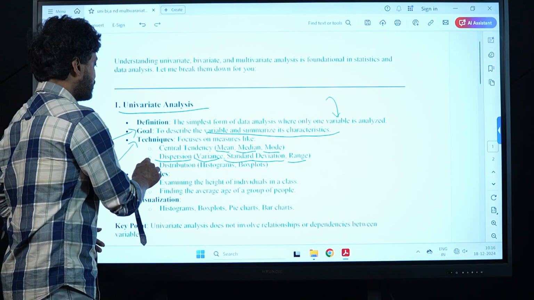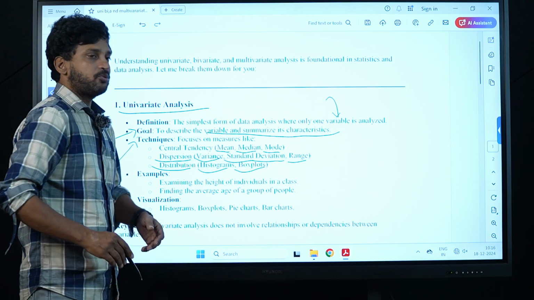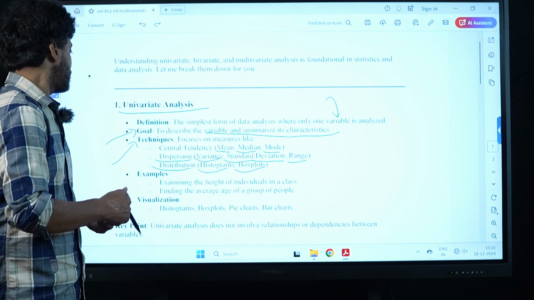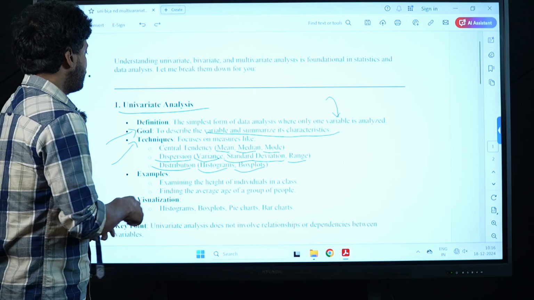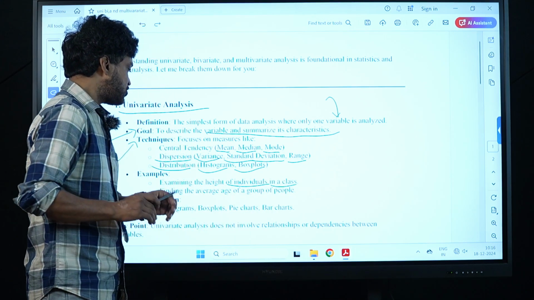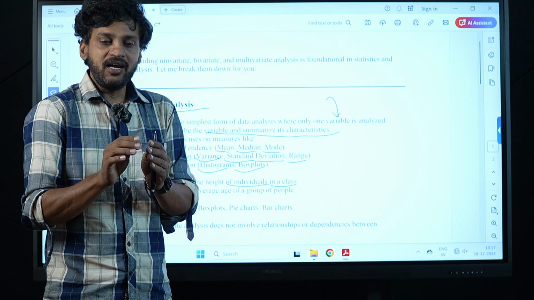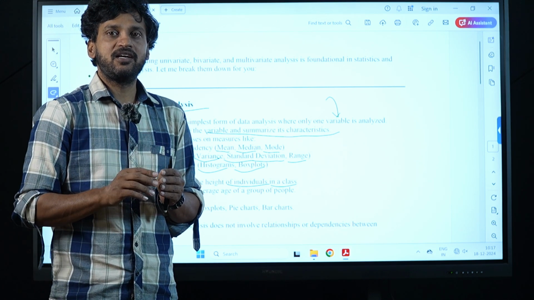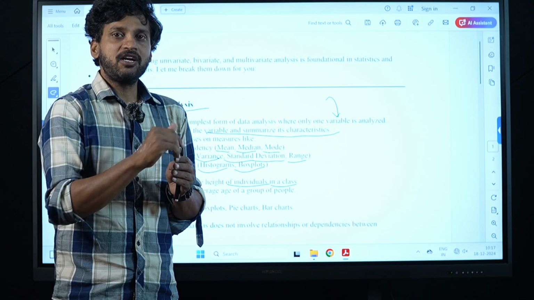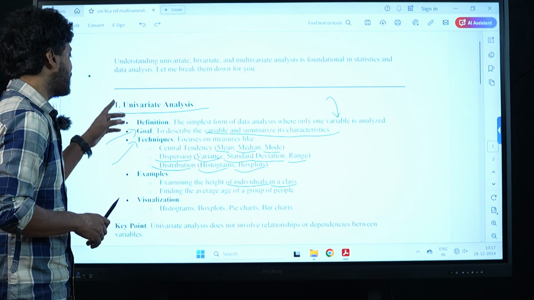We also talk about distribution. In distribution, we use histograms and box plots to visualize the variable's analysis. For example, we want to analyze the height of individuals in a class. I just want to analyze the height of a single person of the class. Whenever it is analyzed as an independent variable, not compared with the others, it comes under univariate analysis.